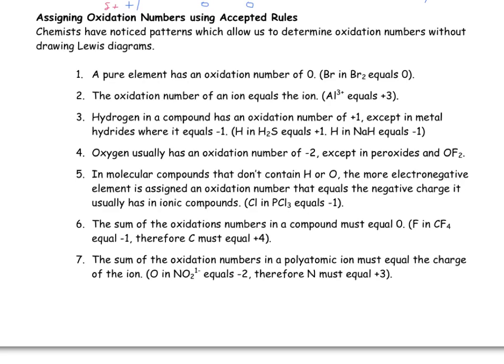And finally, the sum of the oxidation numbers in a polyatomic ion must equal the charge on the ion. For example, in NO2 1-, the oxygen equals -2. Because I have 2 of them, then I have a -4. But I need to leave a charge of 1-. So therefore, nitrogen must equal a +3.